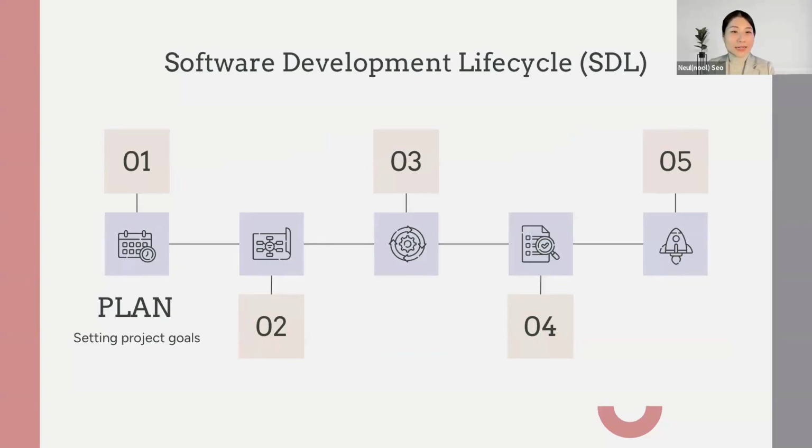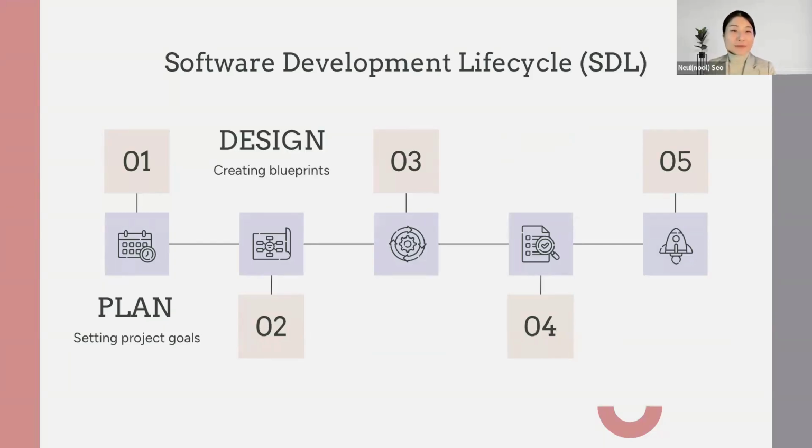So first off, planning. In this initial phase, project goals, requirements, and constraints are defined. Stakeholders collaborate to outline the scope of the software project and establish the budget, timeline, and maybe potential risks. This phase is the ideation part of the project and sets a foundation for the development process.